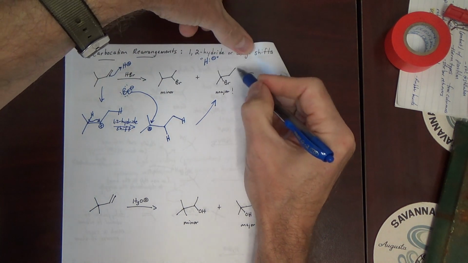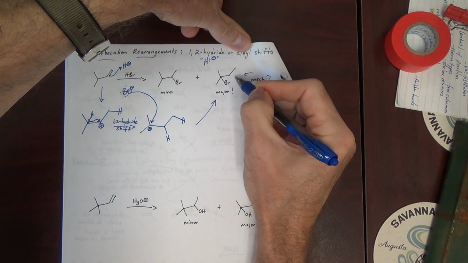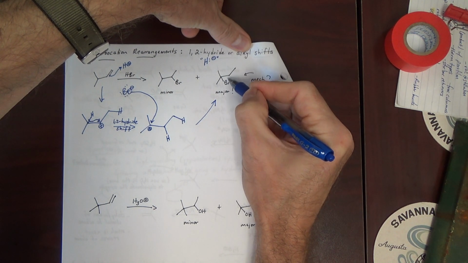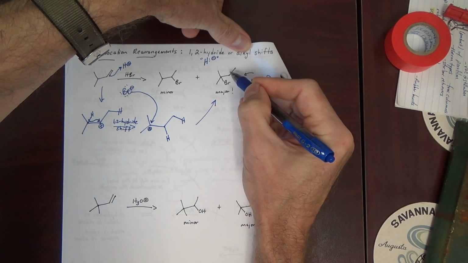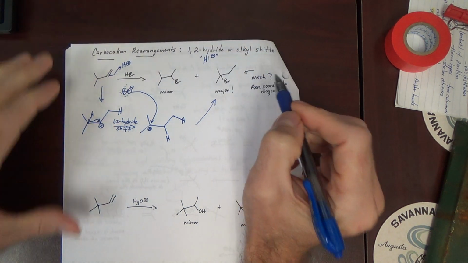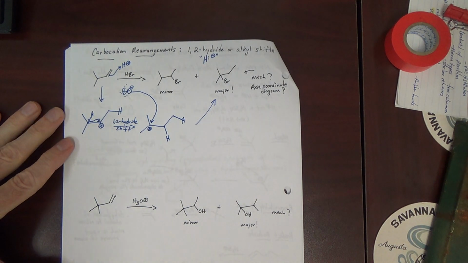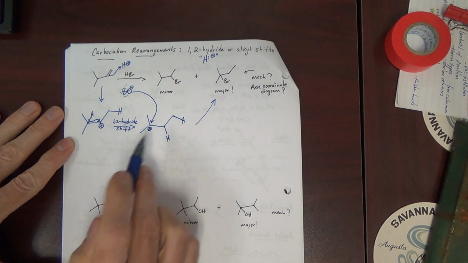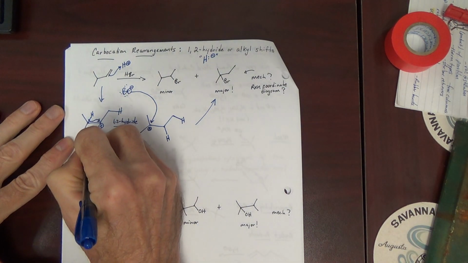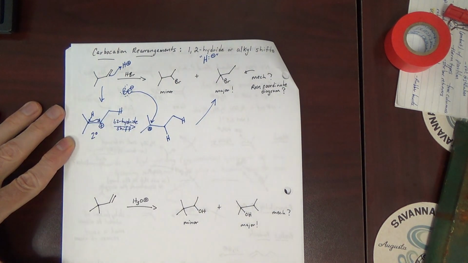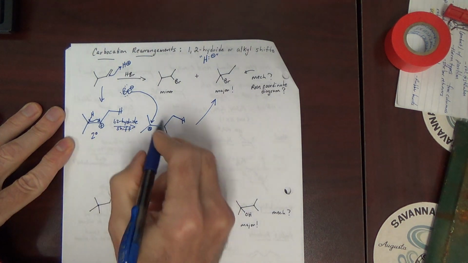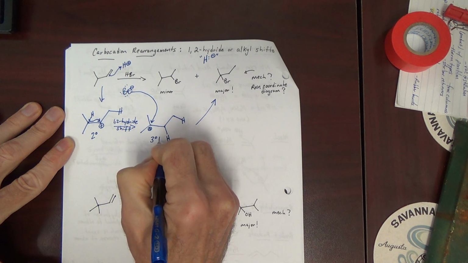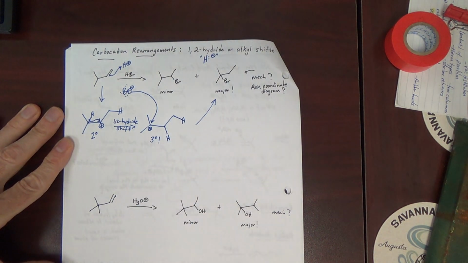And I've not drawn any of the new H's or any of the H's in. Yes, this carbon has a new H, and that one does too. But you got to know they're there. Why would this want to undergo a hydride shift? Well, look at it. Stability. This is a secondary carbocation. And after the hydride shift, it is now a tertiary. So it's more stable.